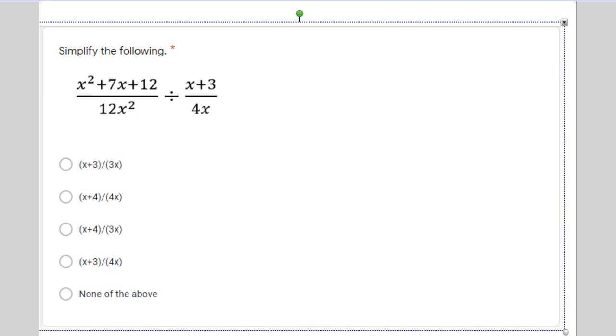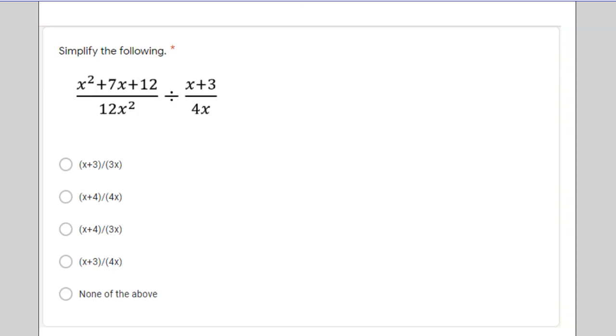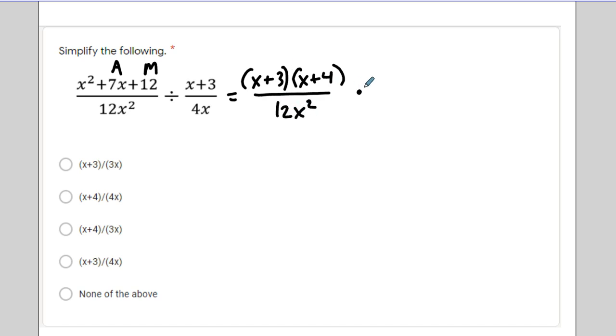If I have division, I'm going to change it to multiplying by the reciprocal. I'm going to factor the left-hand side first because the left-hand side stays the same anyway. If I factor this top part, what numbers multiply to be 12 and add to be 7? Well, it's going to be 3 and 4. Down below, I can't. It's just 12x squared. Over here, I'm going to multiply by the reciprocal. That would be 4x over x plus 3.